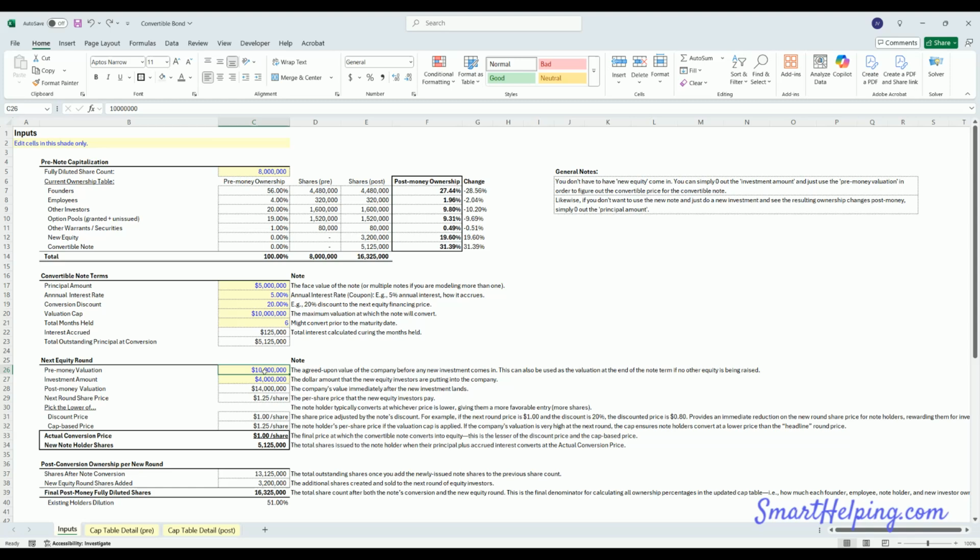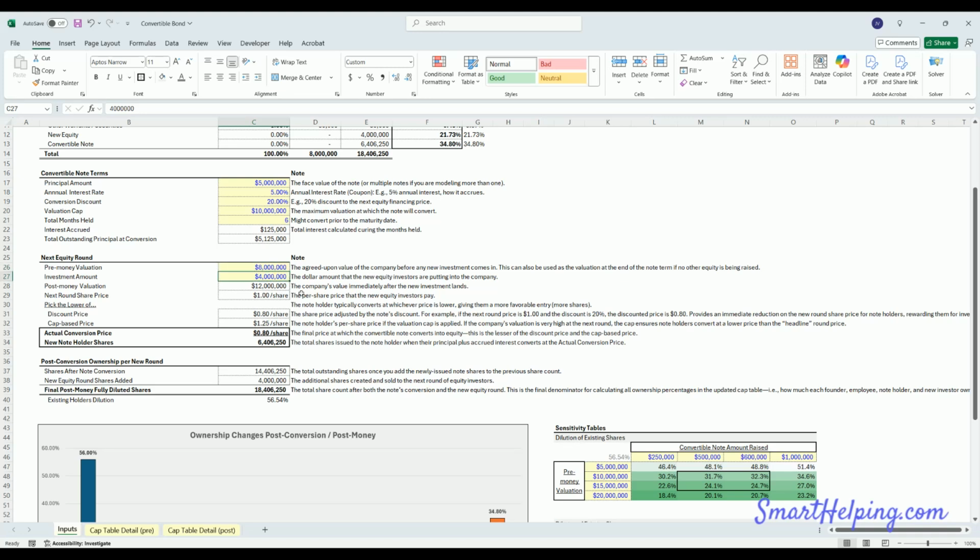So we have a pre-money valuation. We're saying we're going to raise it, let's just say it's under the cap. Let's say we raise it at an 8 million valuation. Oh, not 80, 8 million. We raised another 4 million. So we've raised 5 million here, another 4 here. Post-money valuation is just adding the pre-money and the investment amount together.